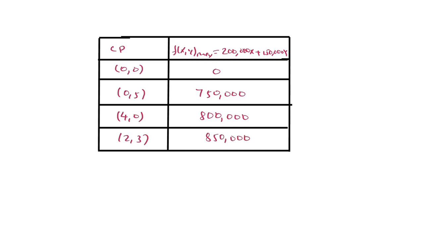From the table above, we can see that the point (2, 3) gives the maximum value for the objective function. Therefore, we can say that the trader must buy 2 Hitachi and 3 Sony in order to maximize the profit.